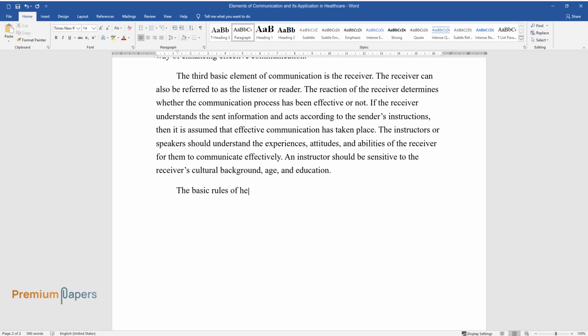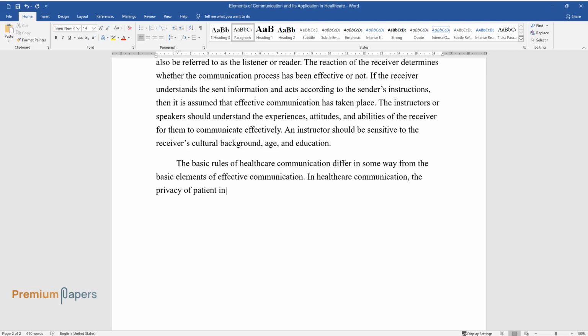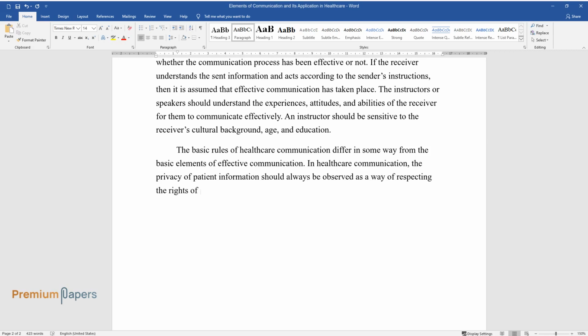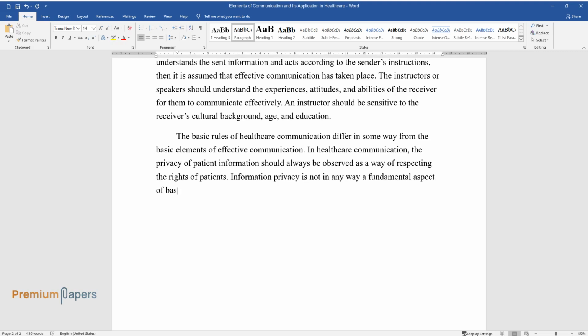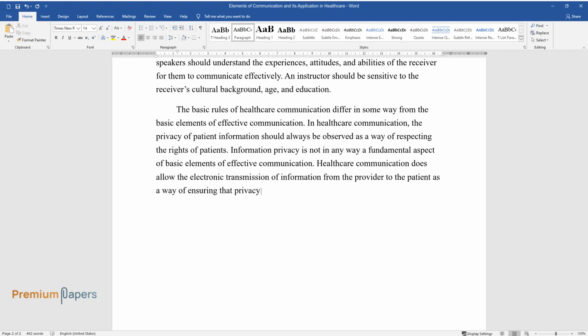The basic rules of healthcare communication differ in some way from the basic elements of effective communication. In healthcare communication, the privacy of patient information should always be observed as a way of respecting the rights of patients. Information privacy is not in any way a fundamental aspect of basic elements of effective communication. Healthcare communication does allow the electronic transmission of information from the provider to the patient as a way of ensuring that privacy is maintained to the maximum.